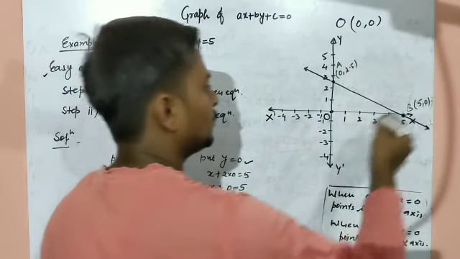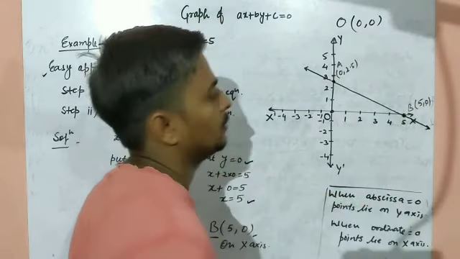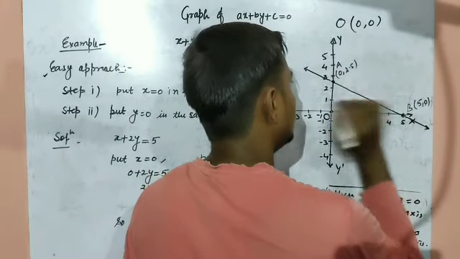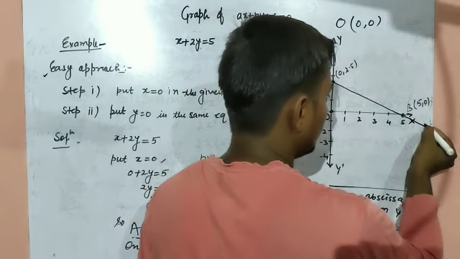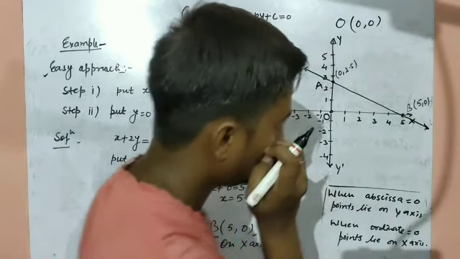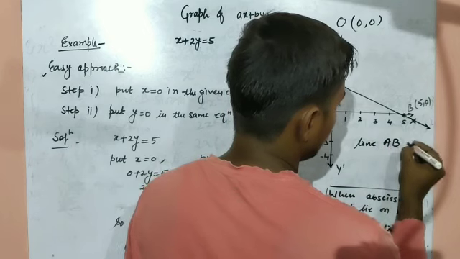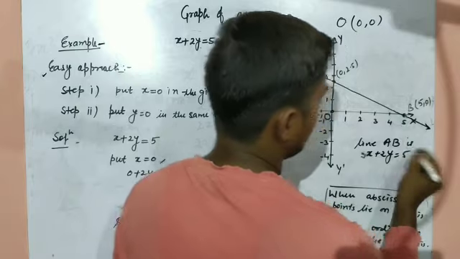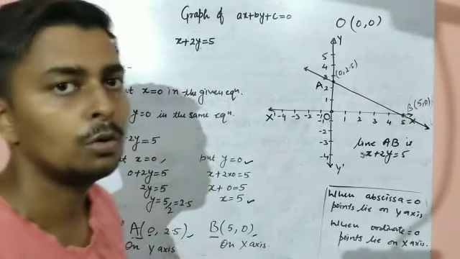Now the last step we will do what? Join these points with the ruler to get the required line. So we join this point A and B. We can write here A and B, and produce it on both sides. This oblique line AB, you can say line AB is what? x plus 2y is equal to 5.